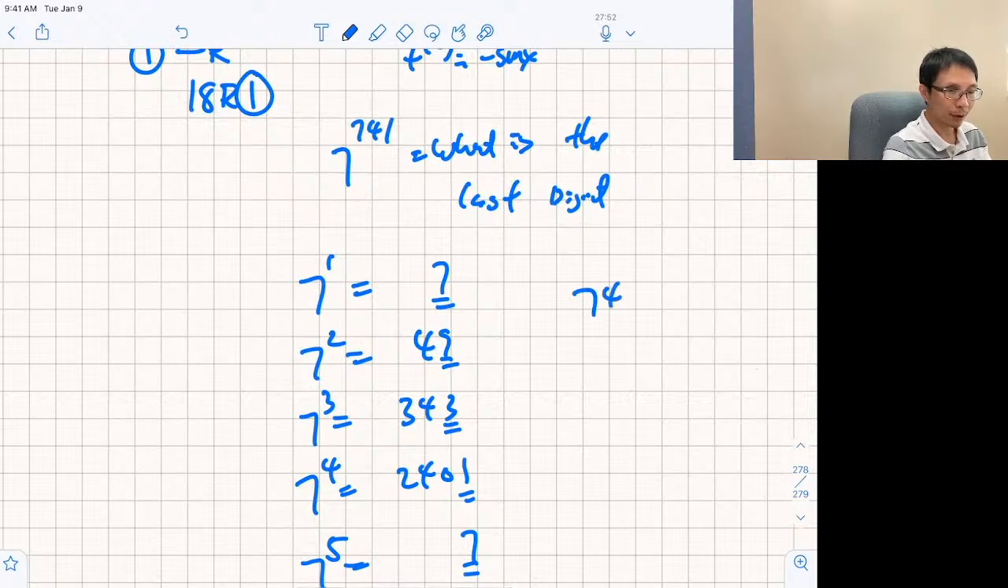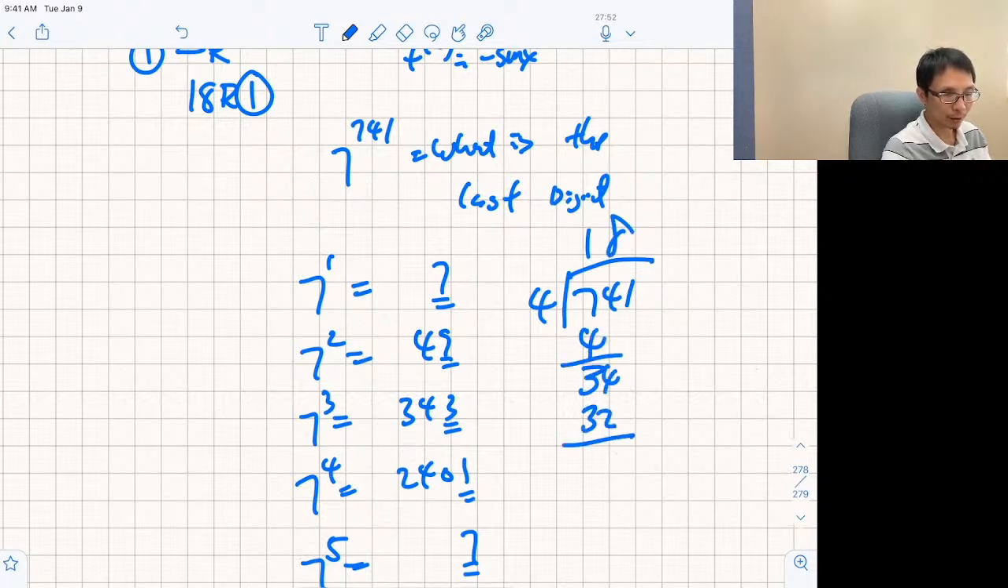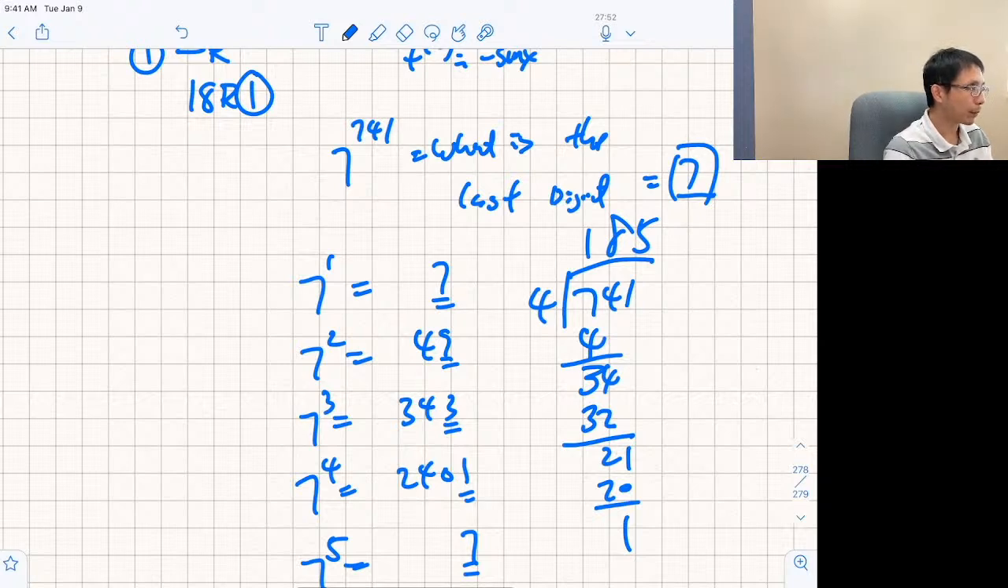So let's say 741: it's going to go through the cycle of last digits 7, 9, 3, 1, again and again. It's going to go 185 cycles, and then the remainder is still 1. So therefore, the last digit is going to be 7. This happens a lot everywhere in math. It's a pattern of 4, and that's very, very important. Questions about this?